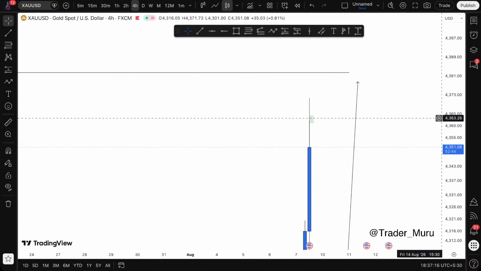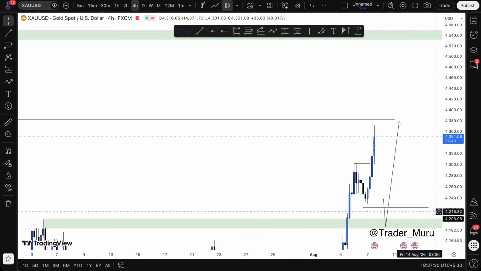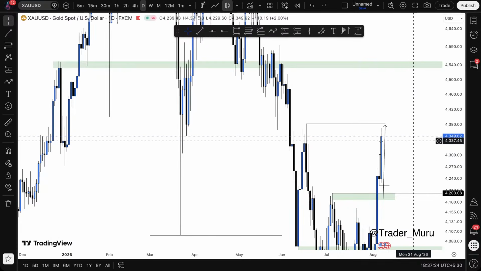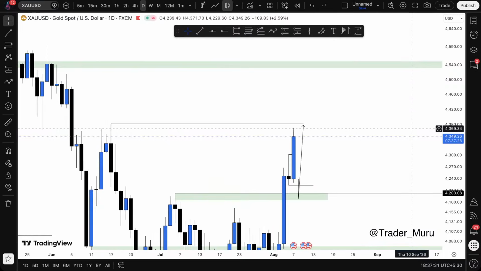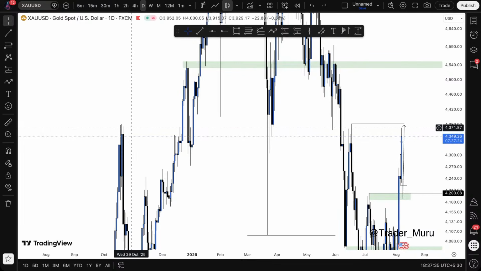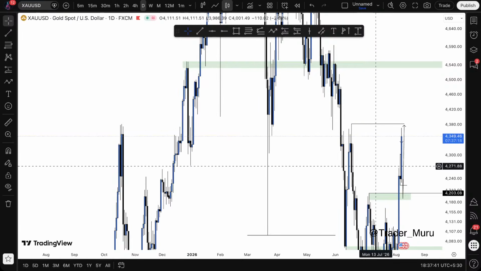One hour and 4 hour. Okay. Price is rejecting from this area again. Same area, much rejection.